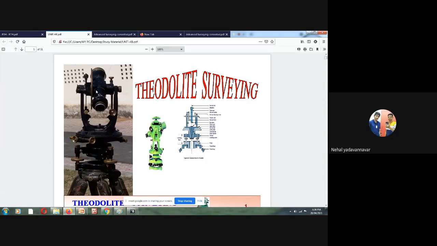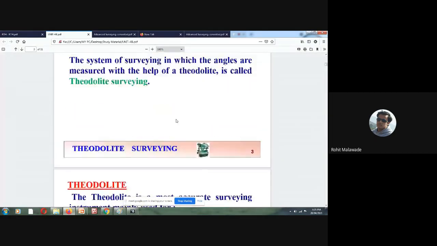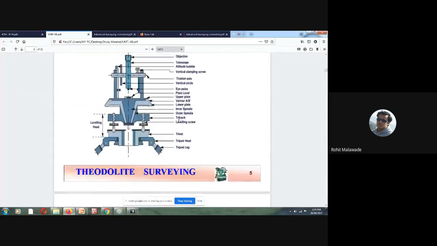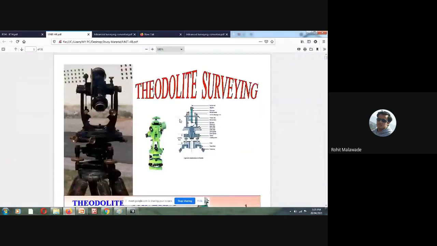Sighting the object is the purpose. This particular instrument we are going to deal with in detail in the forthcoming classes. So as of now, we'll overview what we have studied in today's class. Now you need to reply to me.